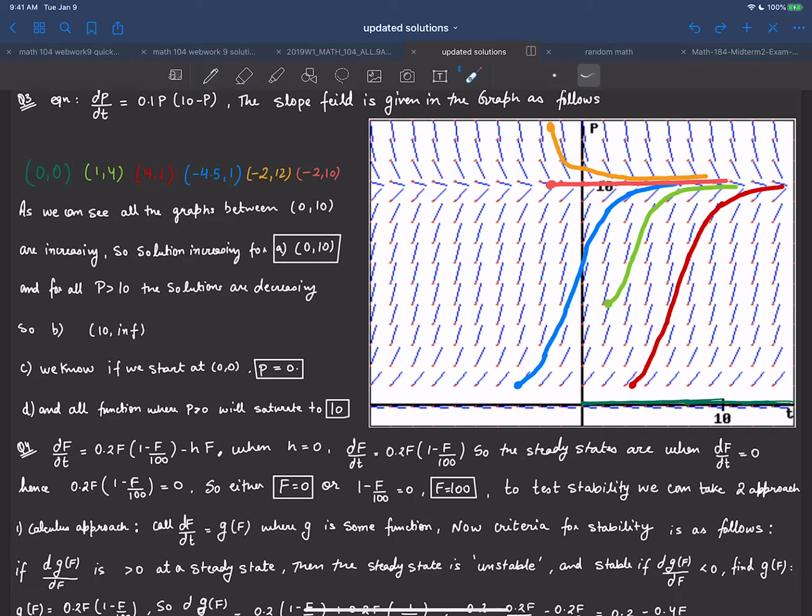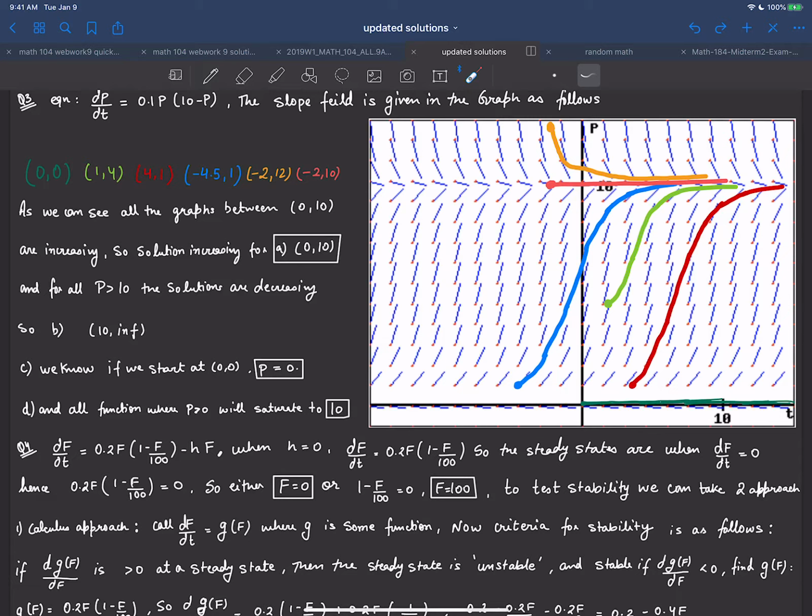Okay, so now in the C part, they're saying if you start at p at point 0, 0, what should our solution look like? So we already talked about it. If you start at here, your p is always going to be a horizontal line, and this line is nothing but p equals 0. So in this case, we know this is just p equals 0 for the solution. And then what happens to the values in part D? They're asking if your solution starts at any other point greater than 0.